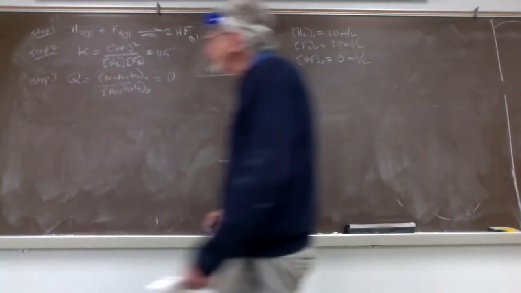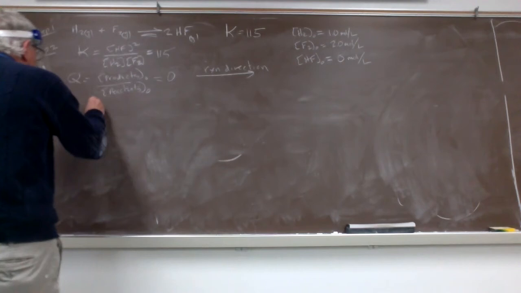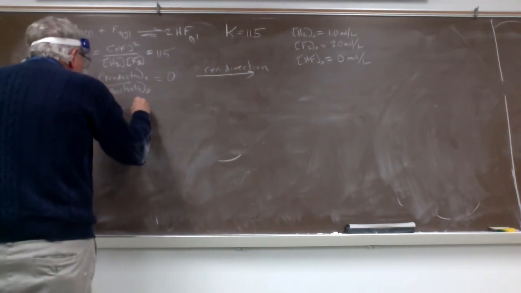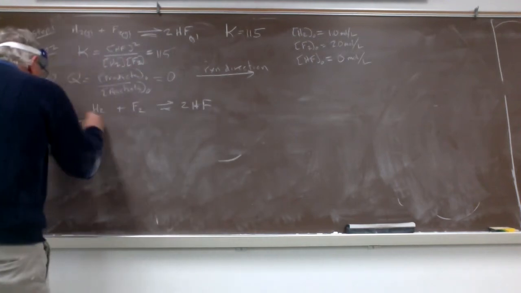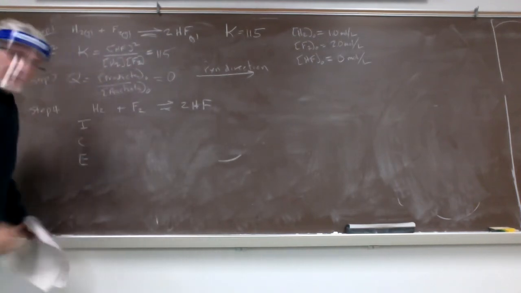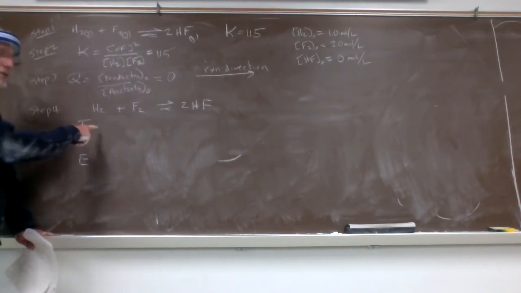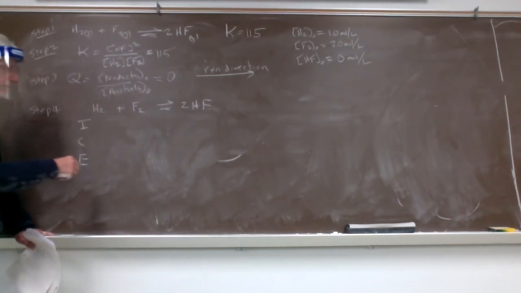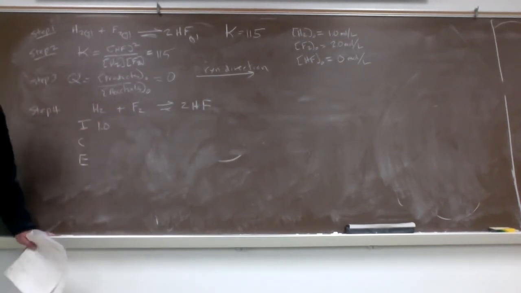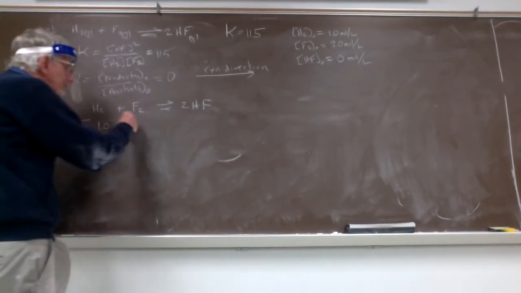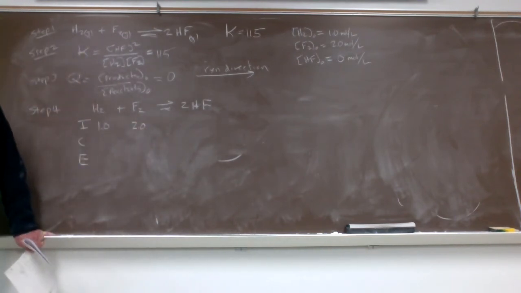So step 4. Now we know which direction the reaction is going to go, so now we create our ICE table. What does I stand for? Initial concentrations. What's the initial concentration of hydrogen? 1.0 mole per liter. What's the initial concentration of fluorine? 2 moles per liter. What's the initial concentration of hydrogen fluoride?